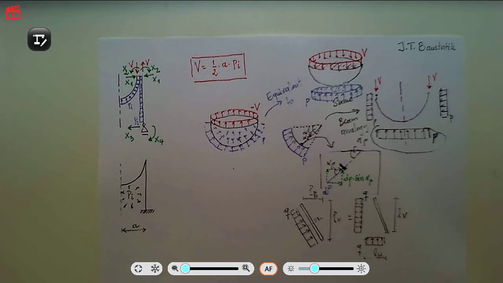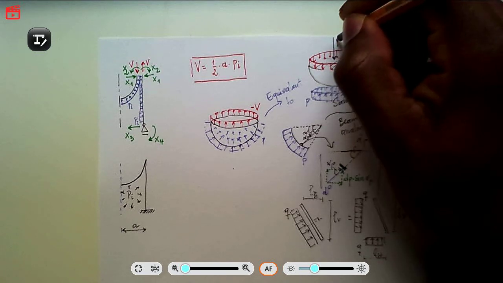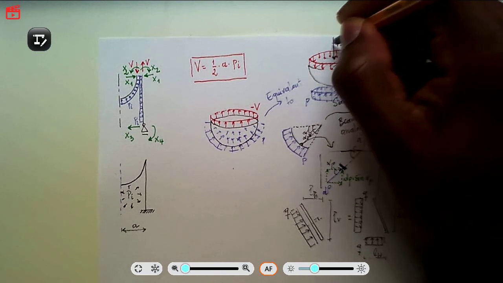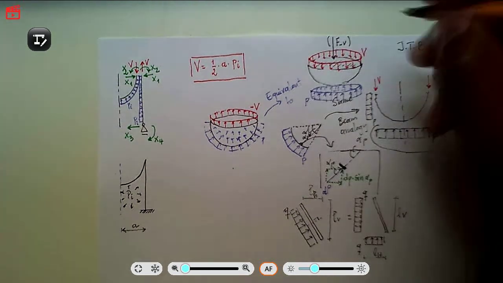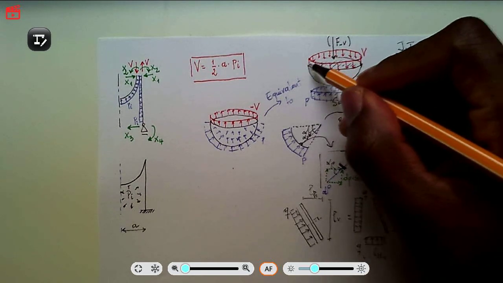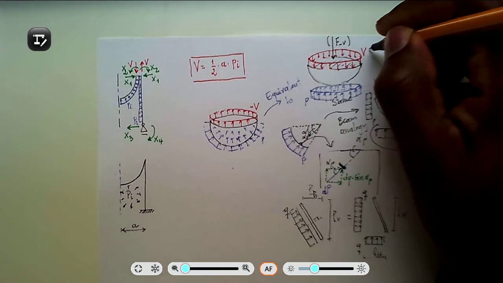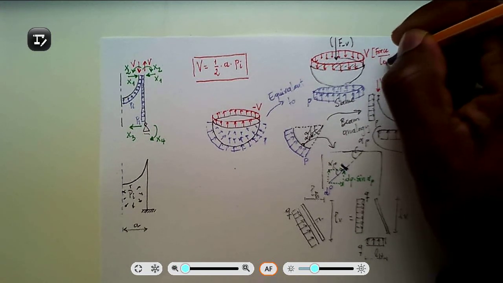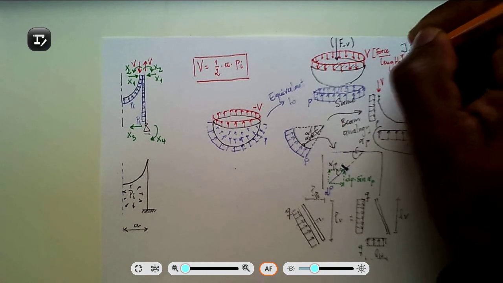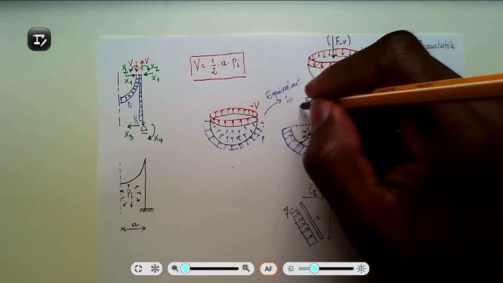Now, if we look at the force that comes from V, let's call the resultant of V the vertical force F_V. I put it in brackets because both of them are not acting at the same time. This is the resultant of the V force. What is it going to be? V is a line load, so it's just the perimeter times V. V has the unit force per length. P is an area load, as I said earlier. It has the unit force per area.